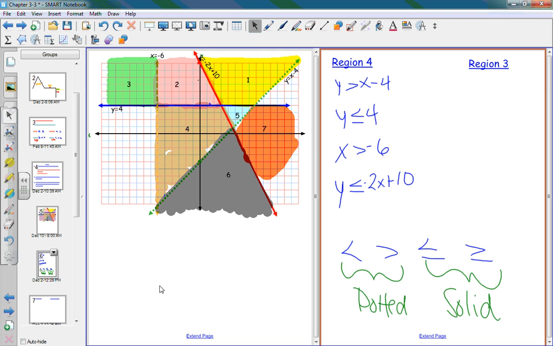Okay, you should be done. Which 2 equations make up region 3? Y equals 4 and x equals negative 6. Now notice I didn't even write my equal signs in there this time.